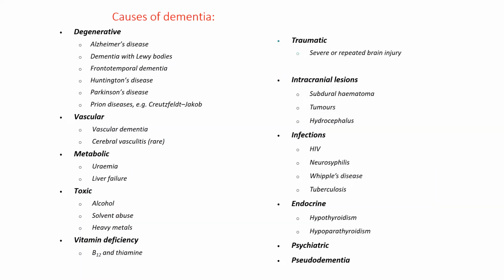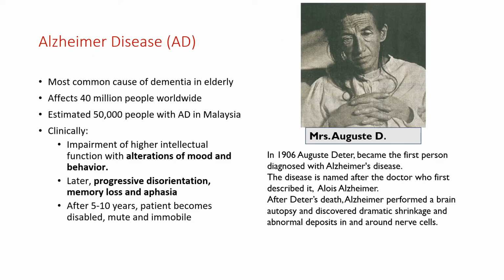This table shows the possible causes of dementia, and degenerative disease are only one of the possible causes. Now we look at Alzheimer's disease, which is the most common cause of dementia in elderly. It affects 40 million people worldwide, and the estimated 50,000 people with Alzheimer's disease in Malaysia. Clinically, there is impairment of higher intellectual function with alterations of mood and behavior, and there is progressive disorientation, memory loss, and aphasia. After 5 to 10 years, patient becomes disabled, mute, and immobile.